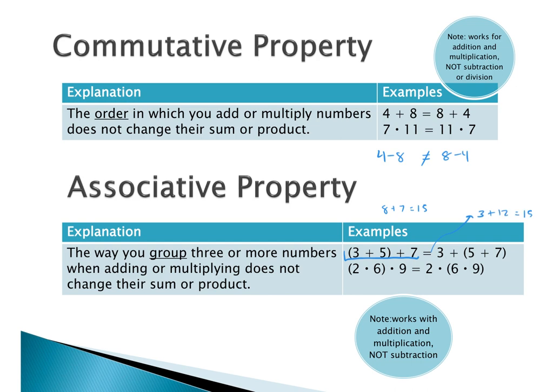And you can do the same thing with the multiplication ones. Whether you multiply 2 and 6 together first or 6 and 9 together first, it doesn't matter, you'll still get the same product. Again, these are the rules that allow us to combine like terms across an equation.